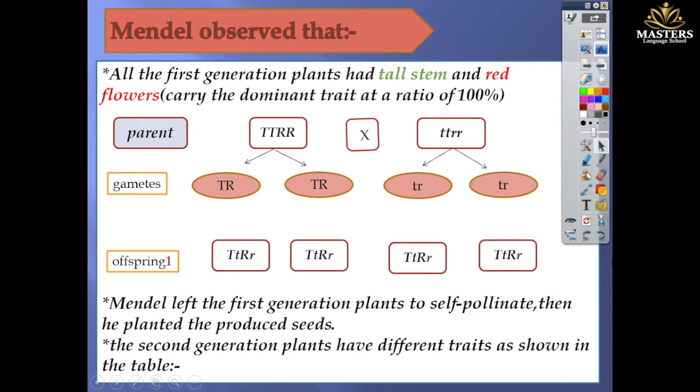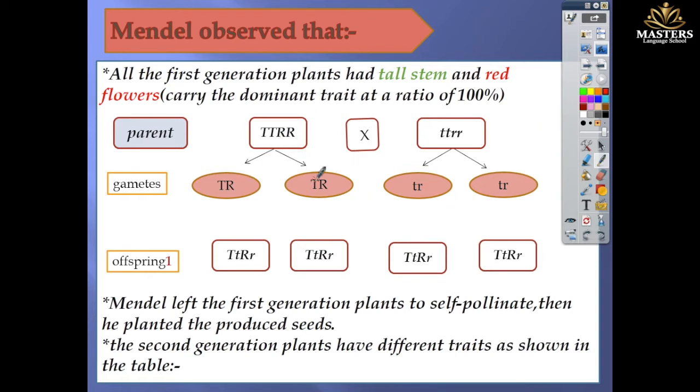First generation. As we said, on the left side, we will write parents, gametes, offspring, in a circle or in a square, rectangle, and so on. Okay? Parents, gametes, offspring. What about the parents? We said one parent is tall stem, red flower, T capital, T capital, R capital, R capital. Second parent, short stem, white flower, so T small, T small, R small, R small.